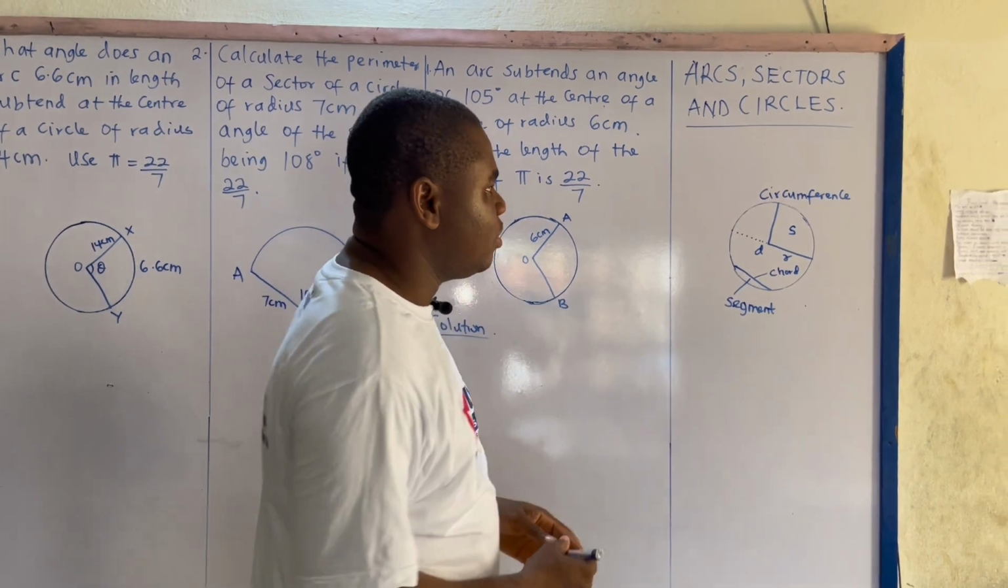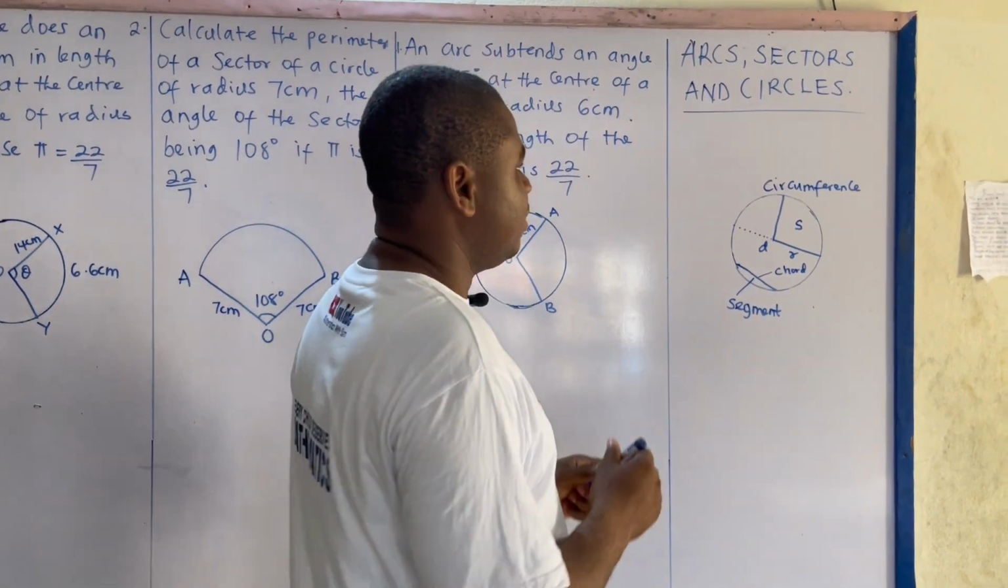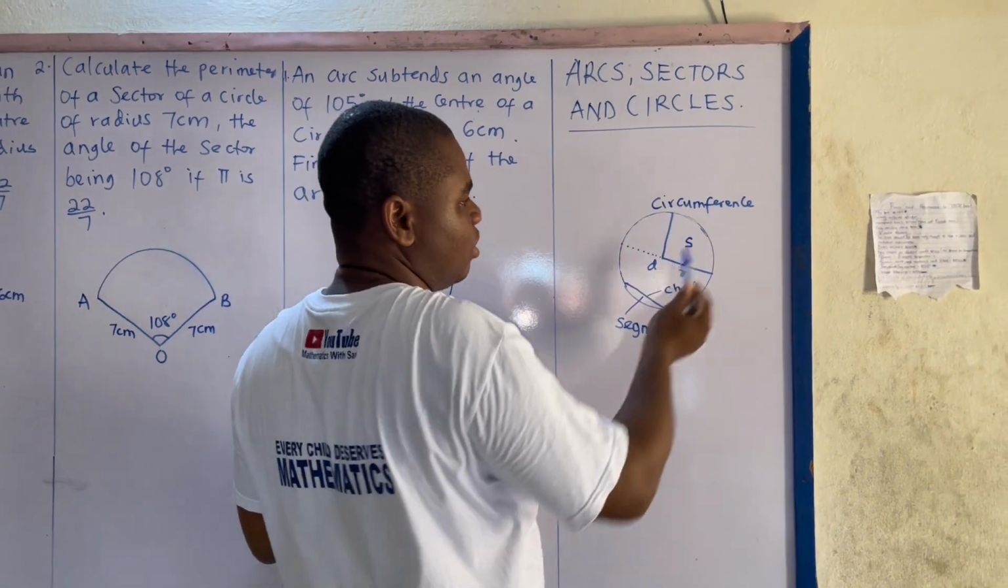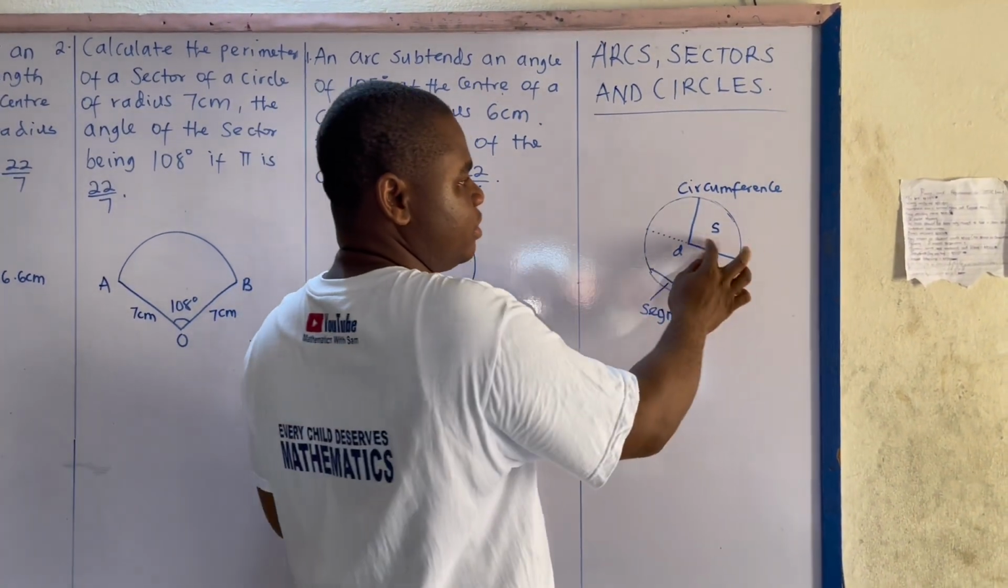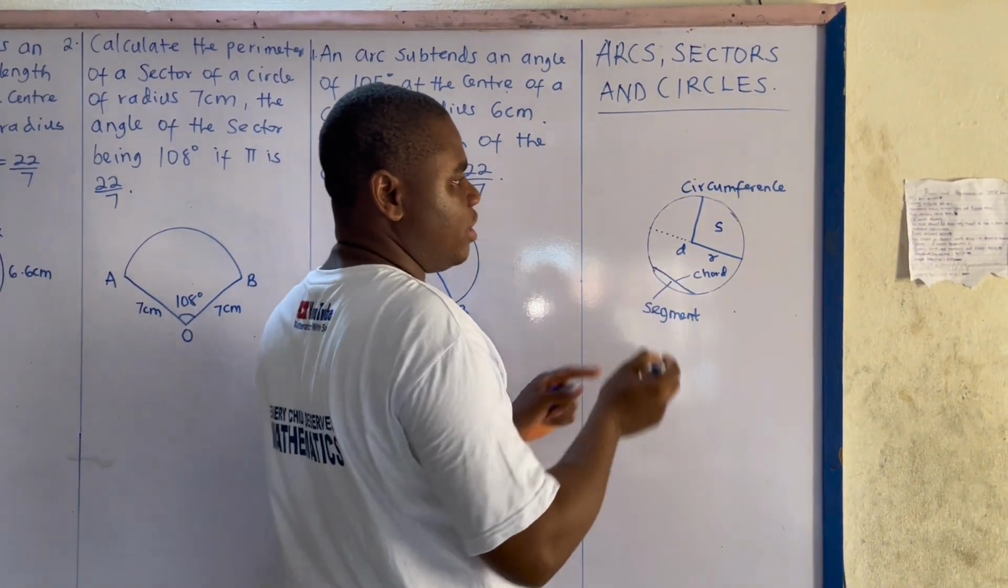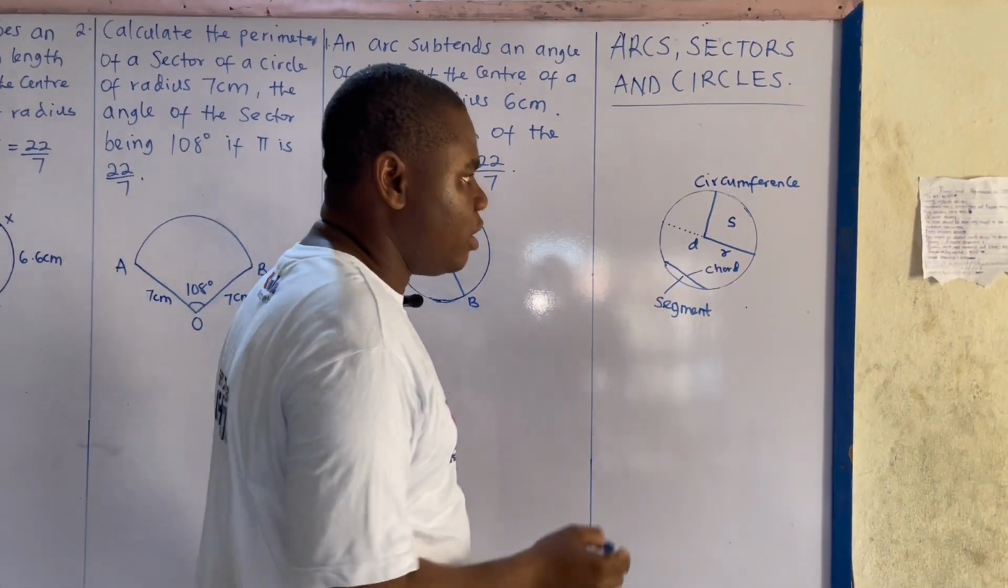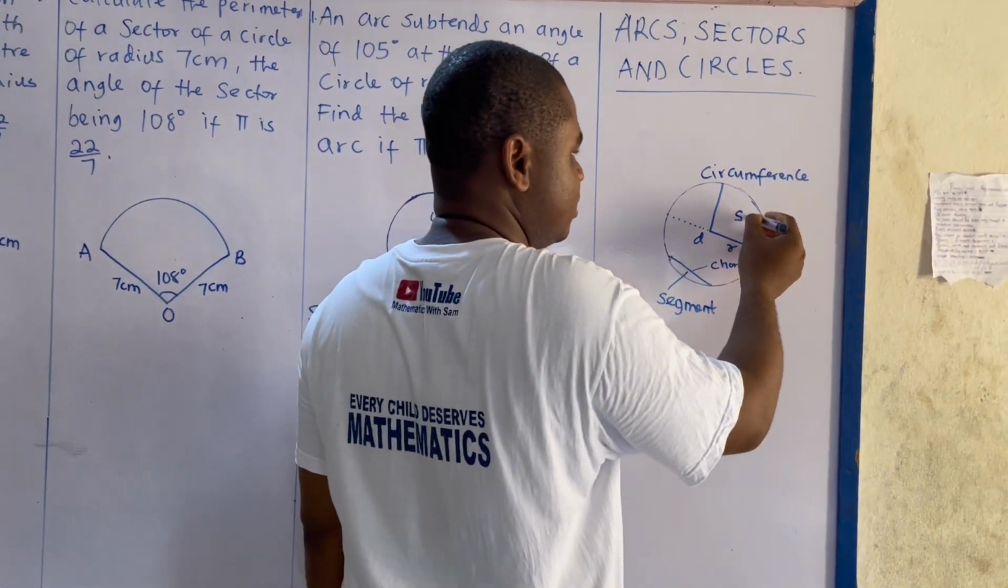Now for a circle, we have different parts of a circle. The distance around the circle is called the circumference. A part of it is called the sector. When it is subtended by two radii, it is called the sector. So this is the sector.